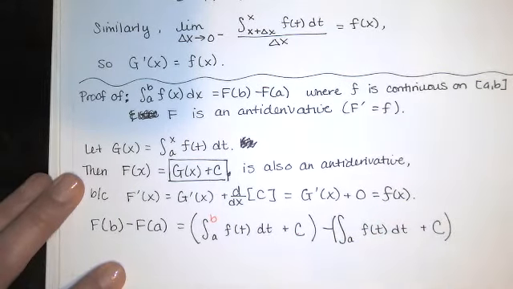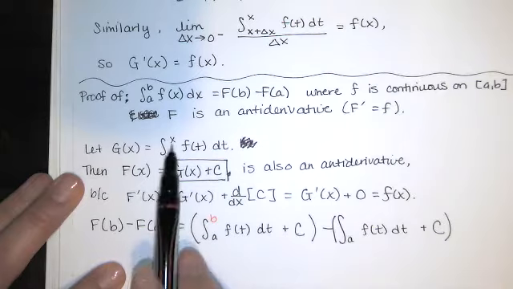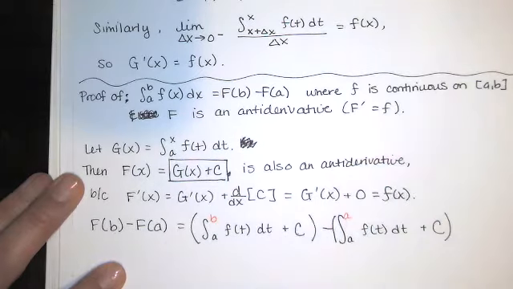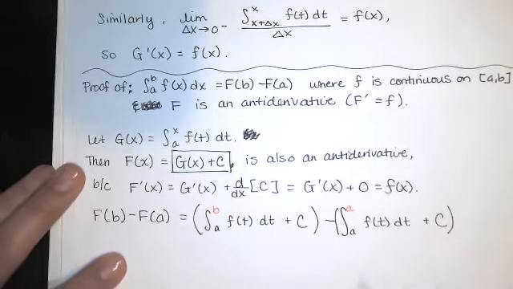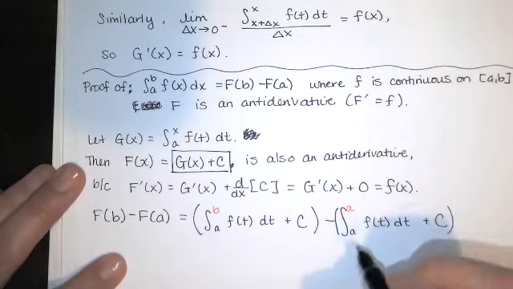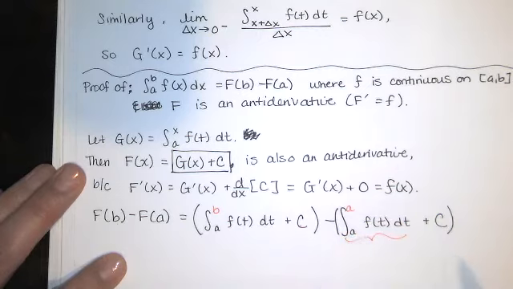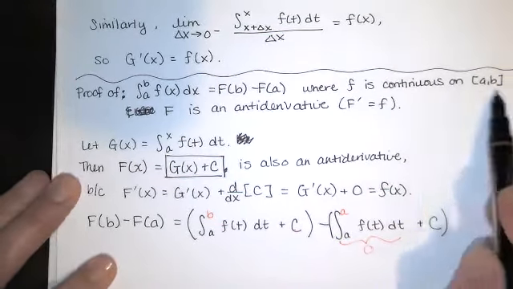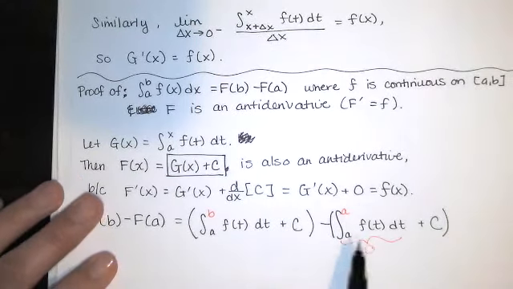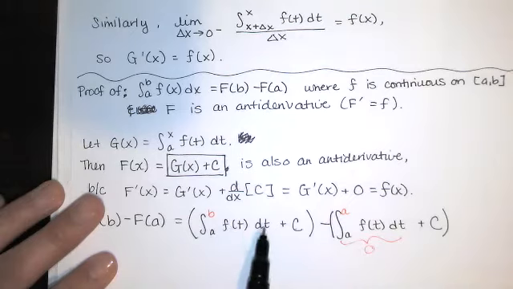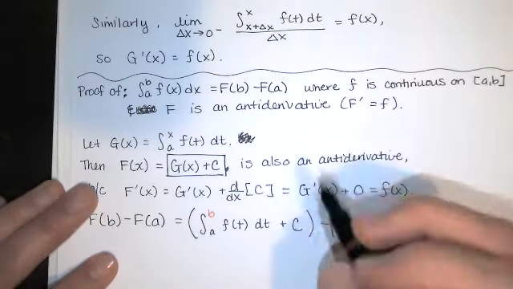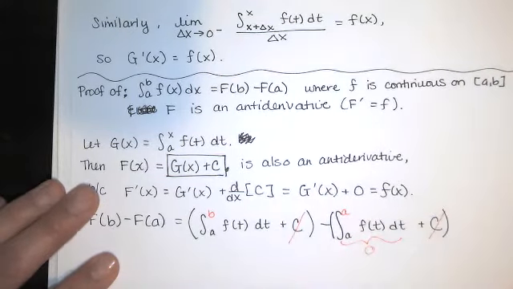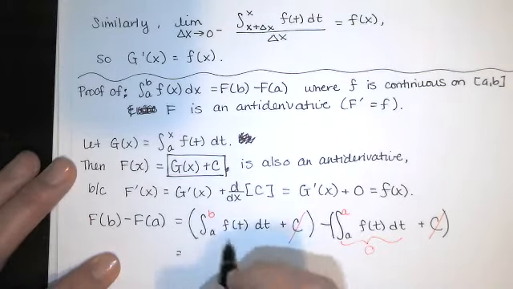I'm just replacing x with a. And remember from our properties, the integral from a to a of f of t dt, provided that a is in the domain, and we're assuming that it is, we have f continuous on that interval, so it is, and that's 0. So we end up with the integral from a to b of f of t dt plus c minus c. The c's cancel, and you just have the integral from a to b of f of t dt.